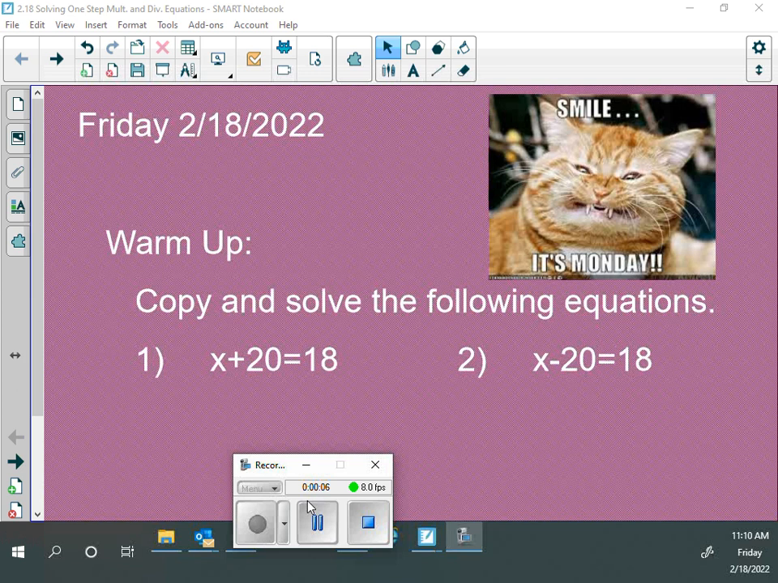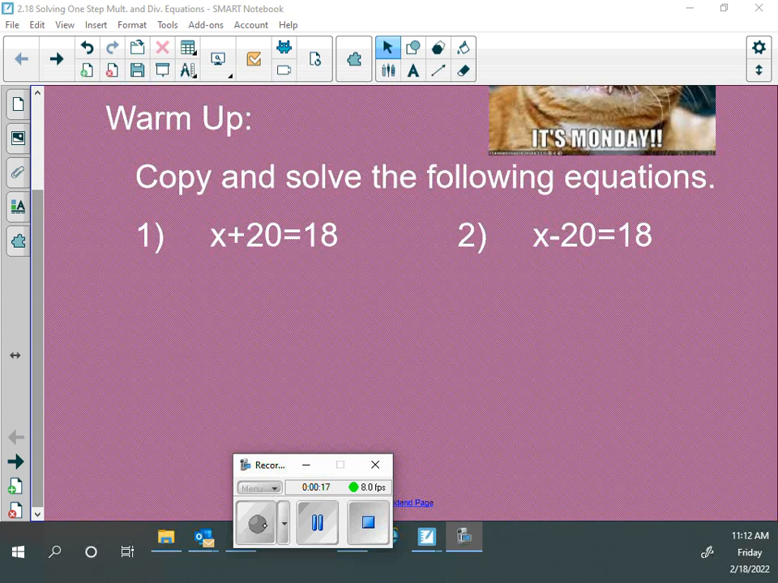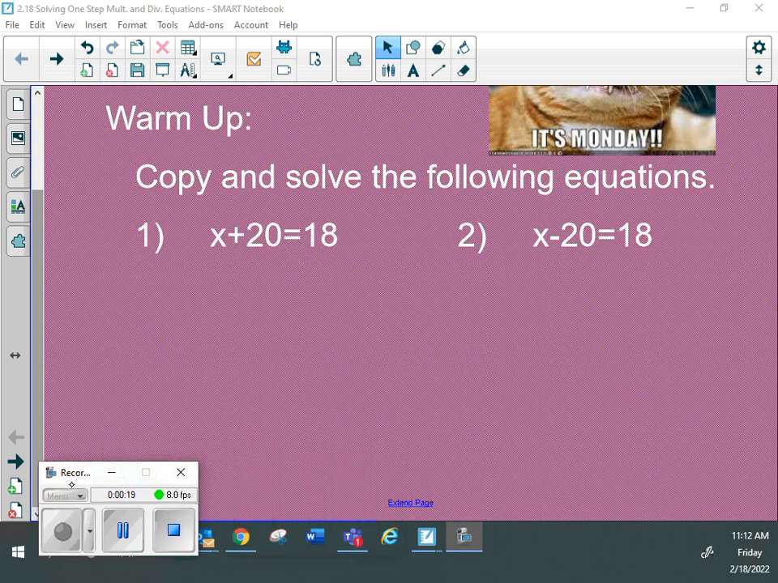We're in ACA. Today we're talking about one-step equations with multiplication and division. Pause and play when you copy the warm-up and actually solve it out. Pause and play. All righty, so I'm not even gonna model. I'm just gonna focus on how we should do things mathematically.